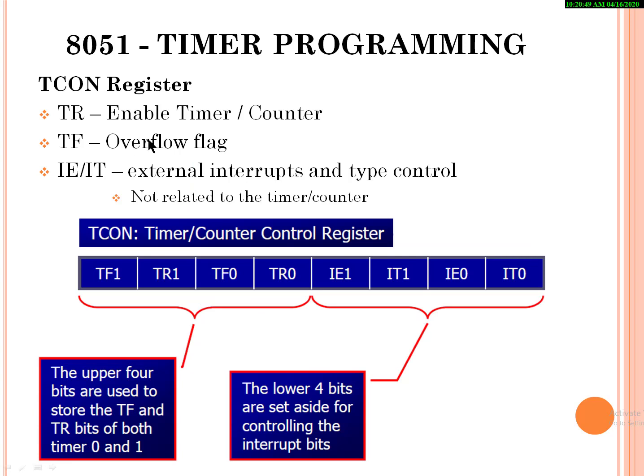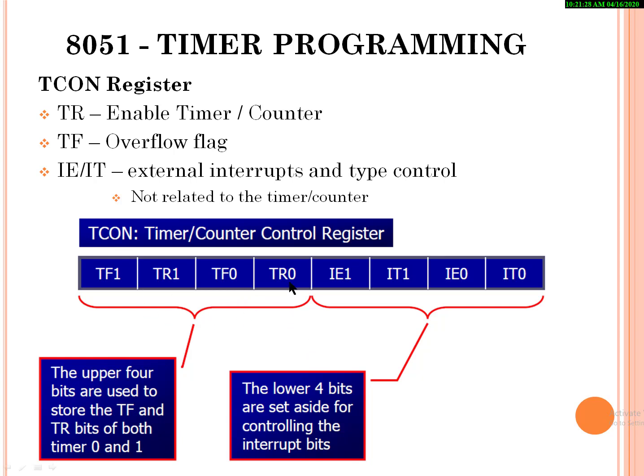Now we'll see what the TCON register is all about. Similarly, we can divide the TCON register into lower nibble and higher nibble. The lower nibble is used for interrupt operation, and the higher nibble is used for the timing operation. Here we have a two-bit specification, TR and TF. TR is the timer run control. TF is the timer overflow flag. Timer run control is used to enable and disable the counting through software. TF is set when the counting is completed, that is, when the timer overflows.